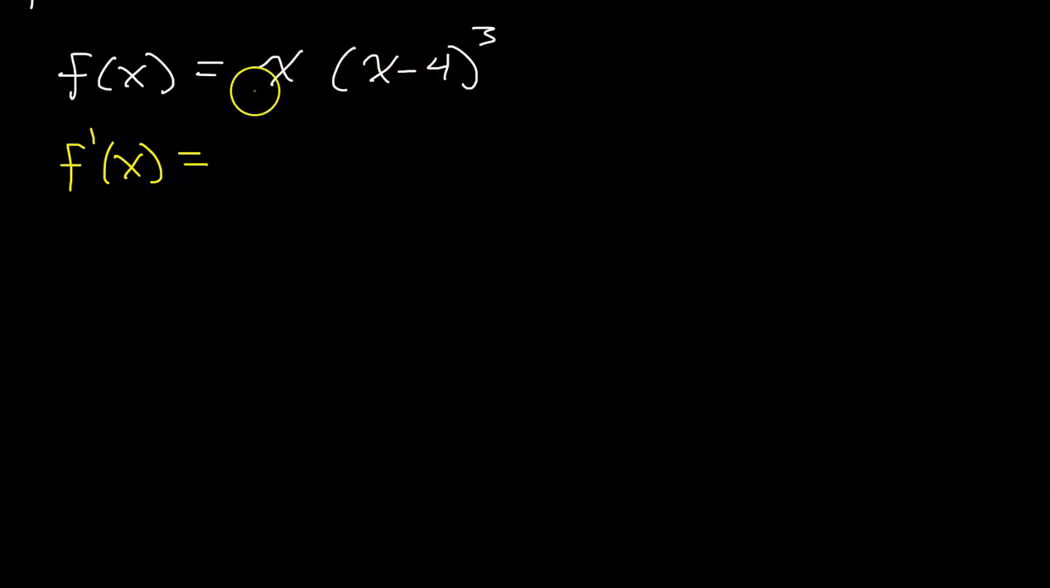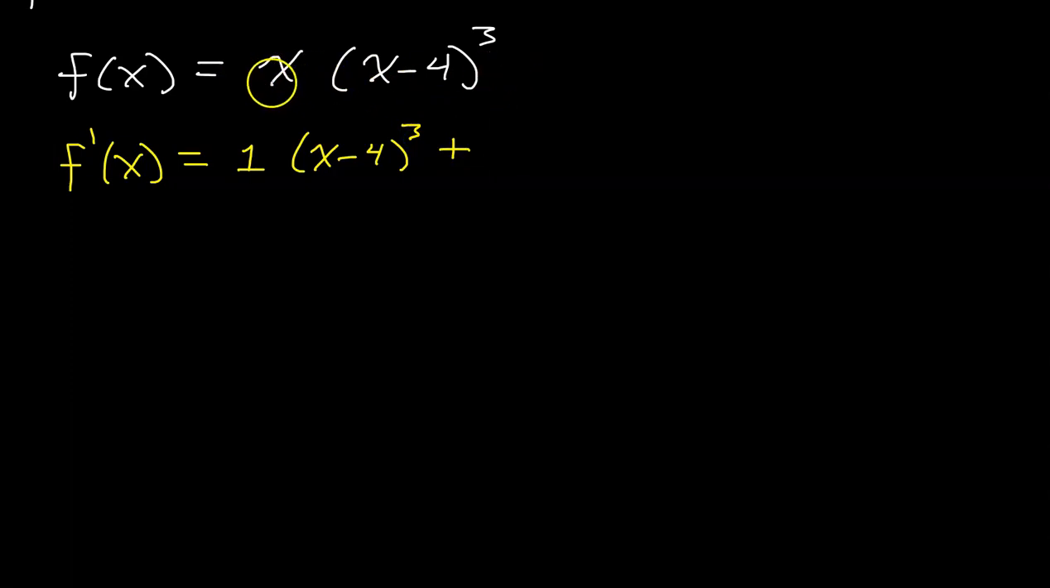Well, this is a product. Let's go ahead and do the product rule, which says first you take the derivative of the first factor, and that's just going to be 1. And you keep the second factor the same, x minus 4 to the third power. And then you add, and you go back again.